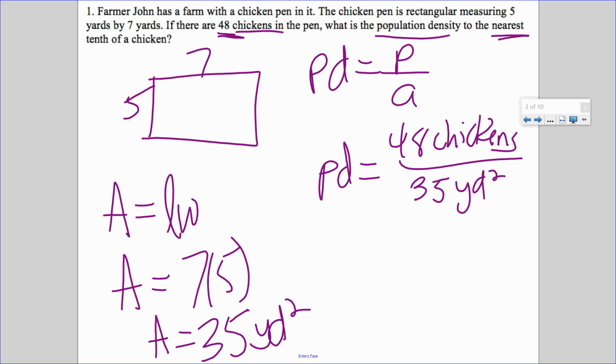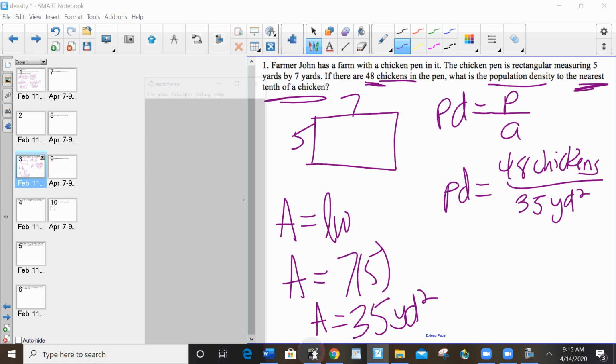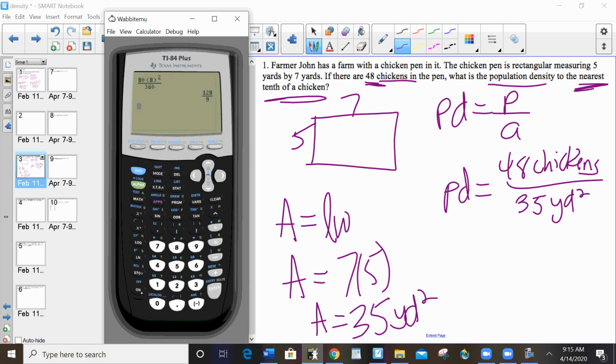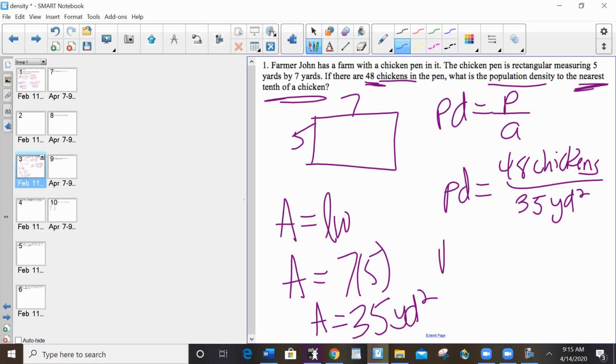Who wants me to round to, this is my favorite, the nearest tenth of a chicken? It kind of makes me chuckle every time I see it, but I've been seeing it for 15 years now, so I don't chuckle as much as I used to, but I just find that unit very funny. Yeah, I'm kind of a nerd. Nearest tenth of a chicken, so I'm going to divide those. 48 divided by 35. To the nearest tenth, 1.4. So it's 1.4 chickens per square yard.